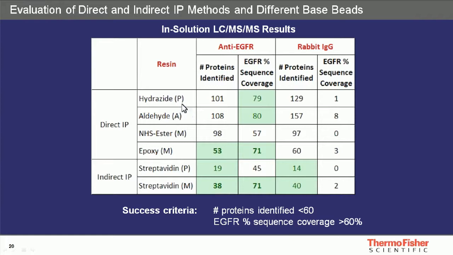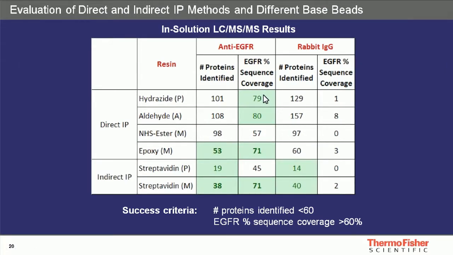So for the same experimental design, if we look at the IPMS data for both the direct and indirect IP method with different chemistry, the way we assess the mass spec data is we look at the EGFR sequence coverage that's shown here. Our success criteria was to have the number of proteins identified be less than 60 in this column to assess the background, and EGFR % sequence coverage to assess the recovery of EGFR is in this column. As you can see, the non-specific rabbit IgG was our negative control. As we saw from the Western blot, it correlated very well.